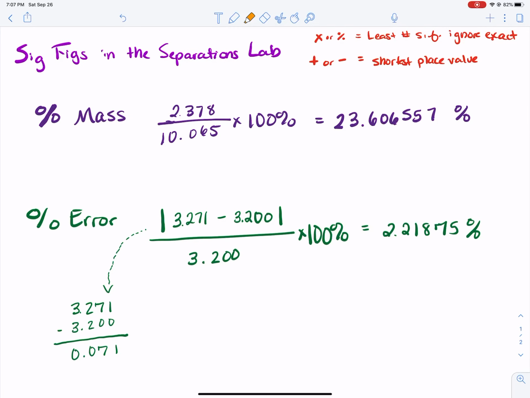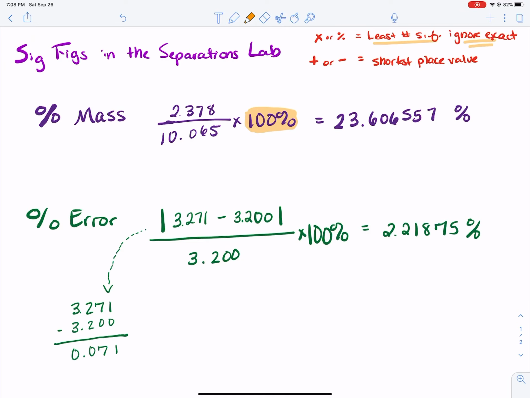Let's do a quick review of sig figs for the separations lab. Remember, if you multiply or divide only, you go with the least number of sig figs. Make sure you ignore anything exact. That includes things like 100%. This is considered exact because you have 100% of something. It's an entire quantity.